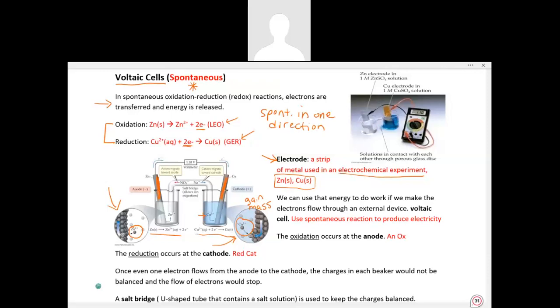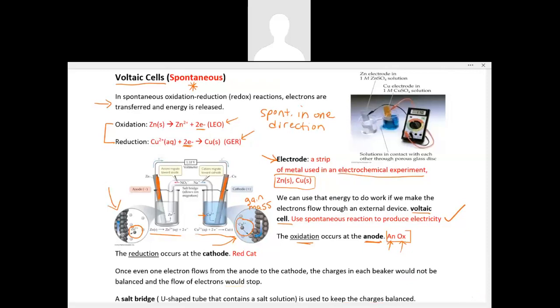So let's review some of these other concepts. Voltaic cells use spontaneous reactions to produce electricity. So again, we're only spontaneous in one direction. At the anode, we will see oxidation. So that's why that zinc is going from solid to a charged species, to zinc 2 plus ions. And we can remember that at the anode, there's oxidation.